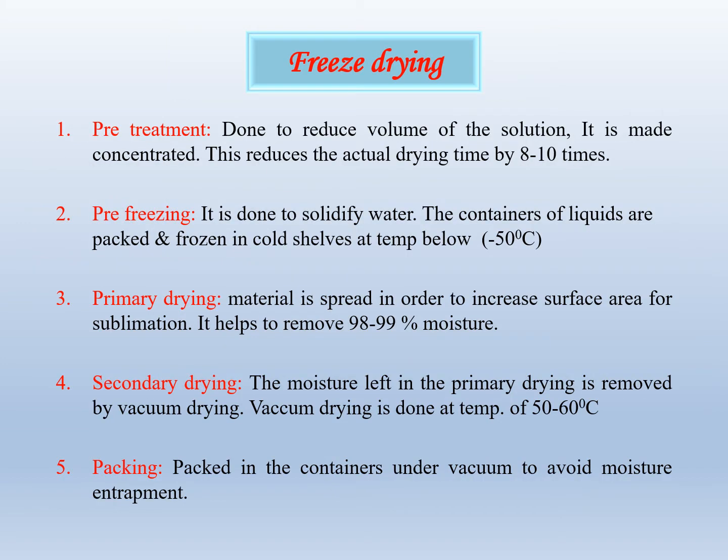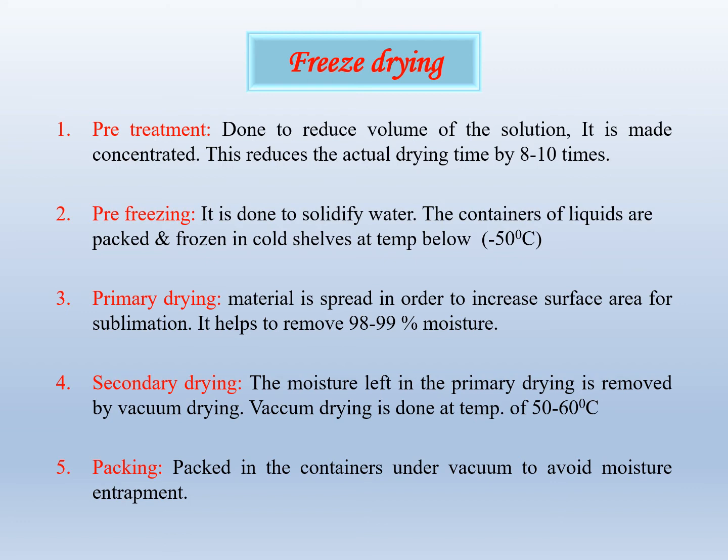Now we will see the various steps of freeze drying. Pre-treatment is done to reduce the volume of the solution. It is made concentrated and this reduces the actual drying time by 8 to 10 times. Pre-freezing is done to solidify water. The containers of the liquid are packed and frozen in cooled shells at a temperature below -50 degrees centigrade. Primary drying: material is sprayed in order to increase surface area for sublimation. It helps to remove 98 to 99% of the moisture.